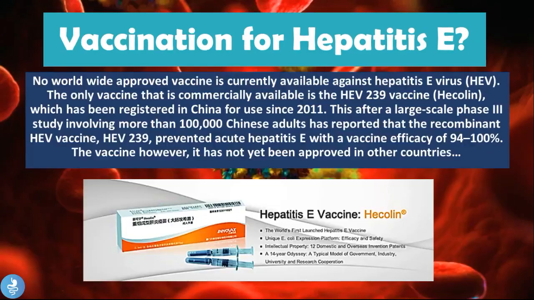And now I just want to say a few words about the vaccination for hepatitis E. So no worldwide approved vaccine is currently available against the hepatitis E virus, and the only vaccine that is commercially available is the HEV 239 vaccine, which is called Hecolin, and this has been registered in China for use since 2011. This was implemented after a large-scale phase 3 study involving more than 100 Chinese adults who were reported that the recombinant HEV vaccine HEV 239 prevented acute hepatitis E with a vaccine efficacy of 94 to 100%. The vaccine, however, is not yet being approved in other countries.